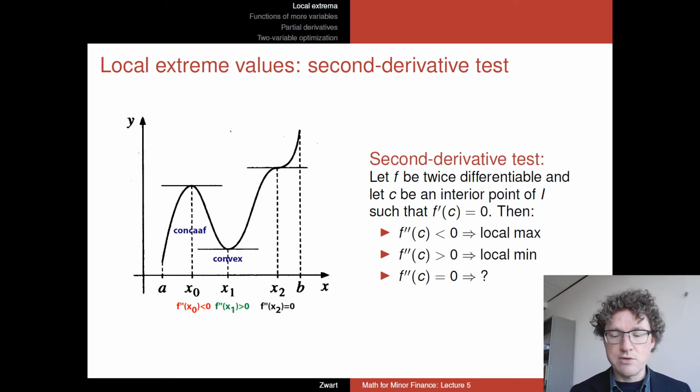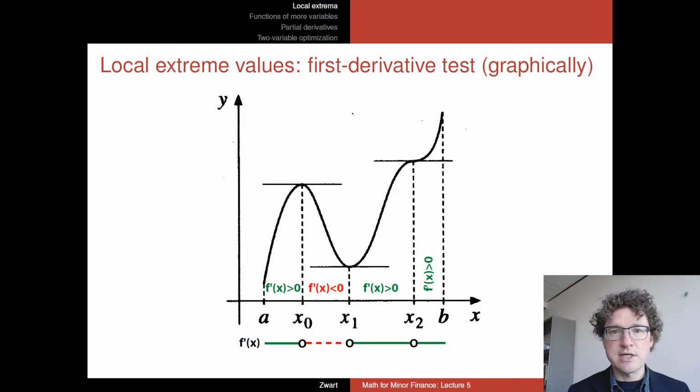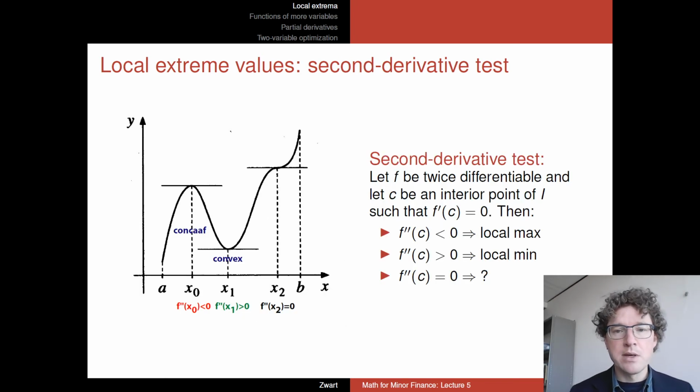So those are two tests. The first one was this sign test. That's the first derivative changing sign. So often this is the easiest one, but not always. And the second one is this second derivative test. So we can always compute this, or usually can compute this, the sign of the second derivative. And if it gives us a particular sign, then we can conclude confidently that this will indeed be a local max or local min.